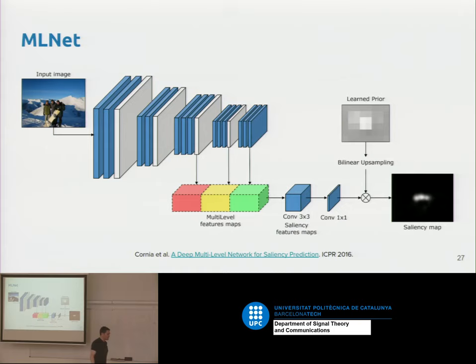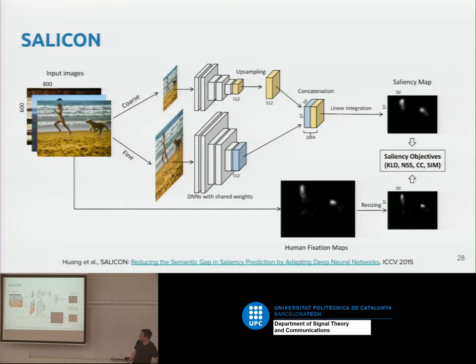Salicon again took a multi-scale approach. So you've got the same network applied at two different scales, features fused by concatenation, and then that's used to predict the saliency map.